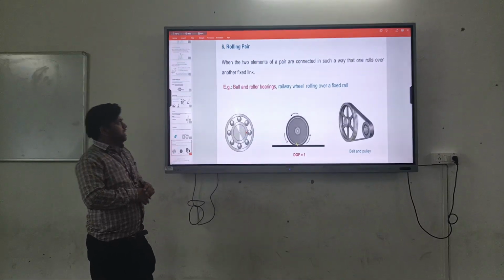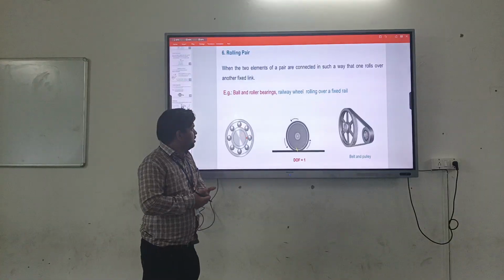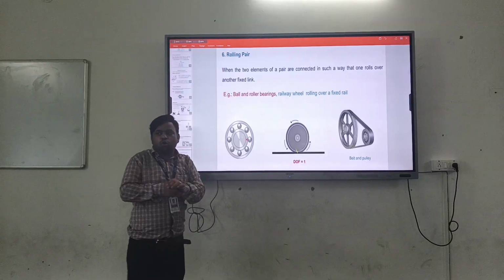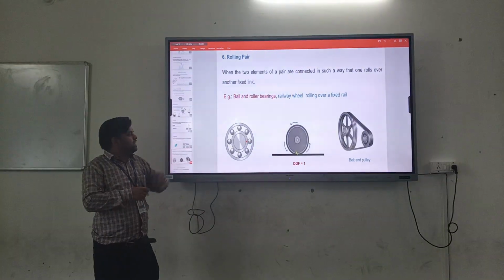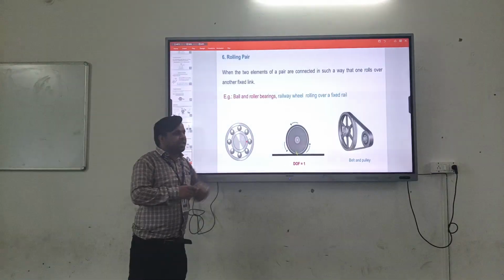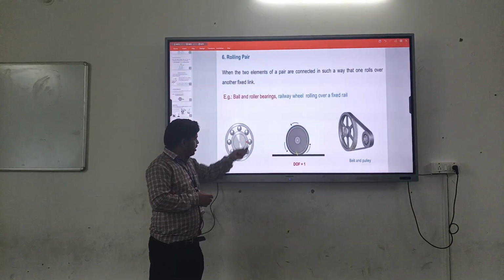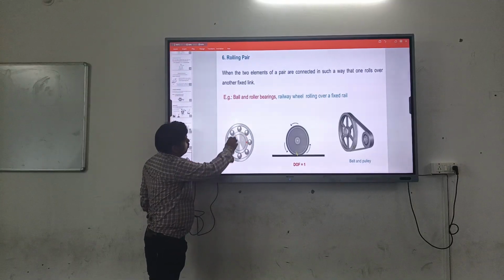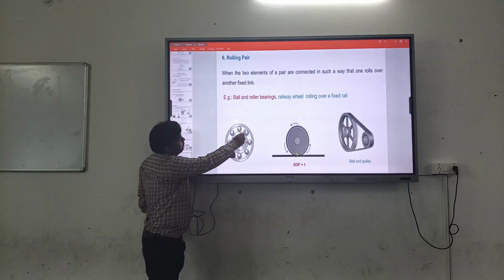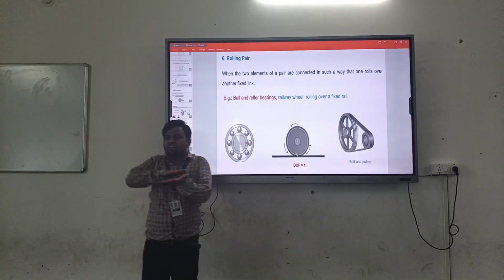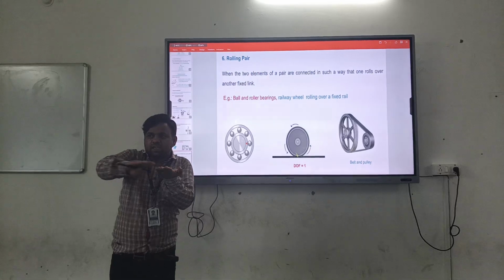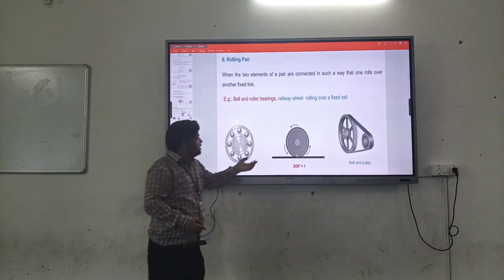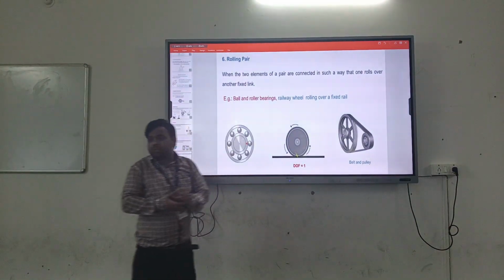Another one is the rolling pair. When two or more elements make a pair in such a way that they can roll over a fixed surface. For example, ball and roller bearings, where the balls are rolling over the bearing race, and the railway wheel. The track is fixed and the wheel is rolling over the track. So it is an example of a rolling pair.